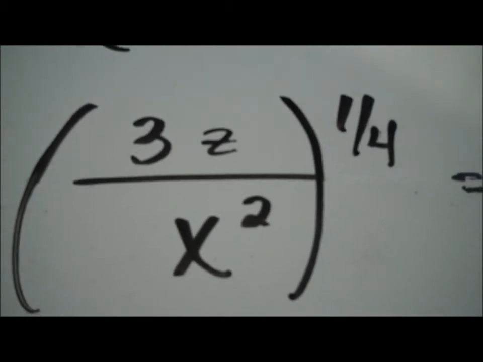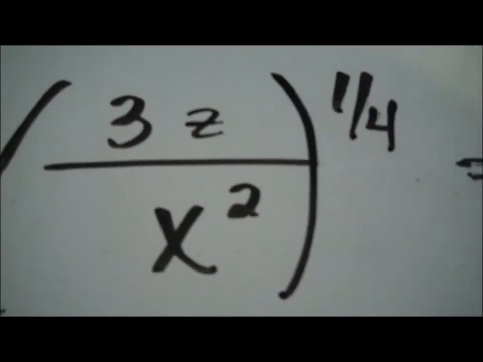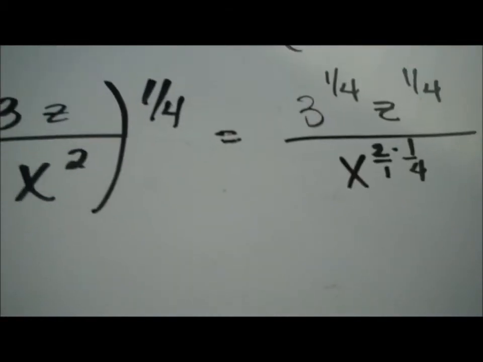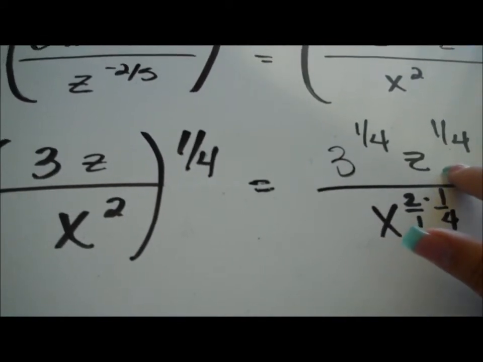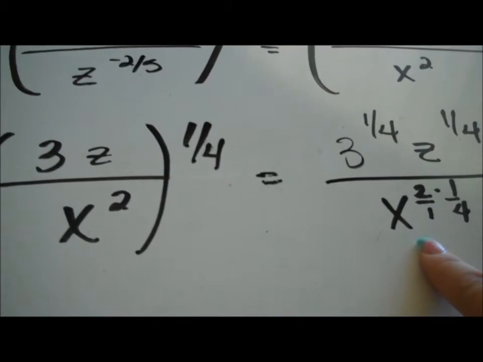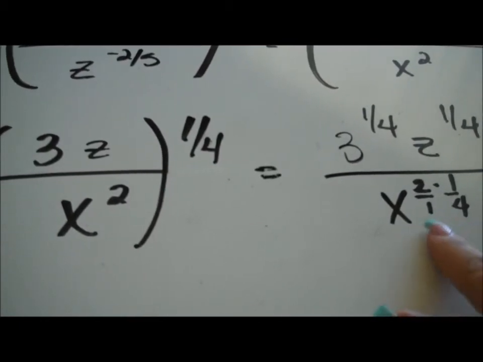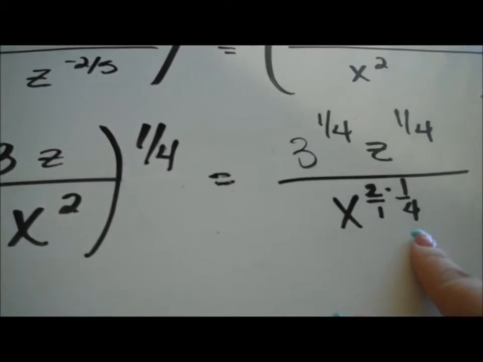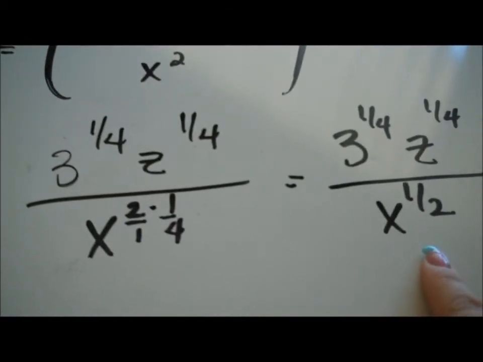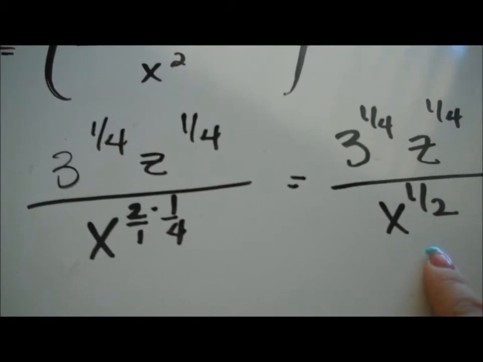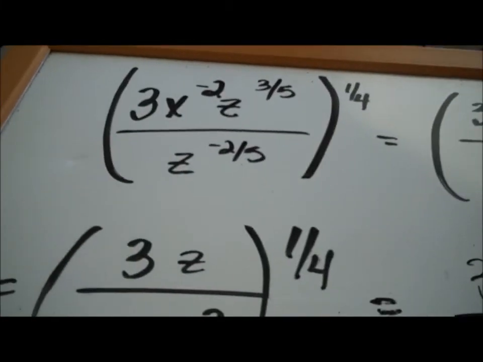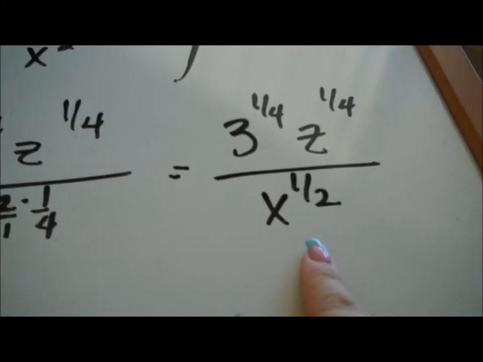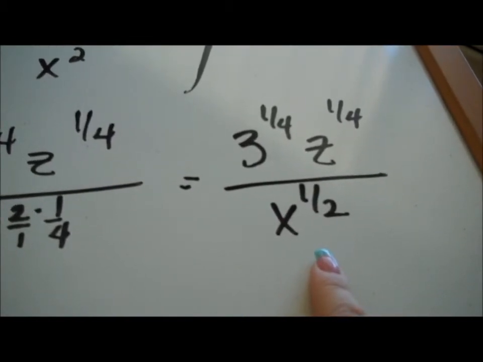Okay, so that means that each of these are going to receive a 1/4 power, which can be rewritten like this. So 3 receives a 1/4 power, z receives a 1/4 power, and then x squared receives a 1/4 power, remembering that we are multiplying the exponents. That's why I have it written like this. I can then simplify that further down to 3 to the 1/4 power, z to the 1/4 power divided by x to the 1/2 power. Now because this problem was started in exponential form, it's okay to leave your answer in exponential form. So that is our final answer.